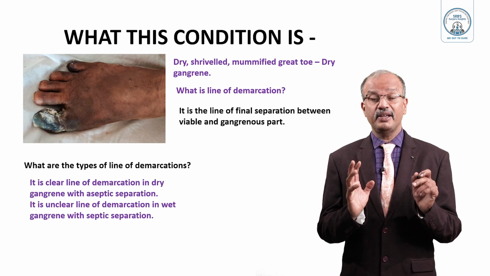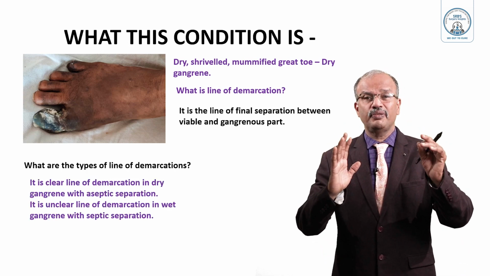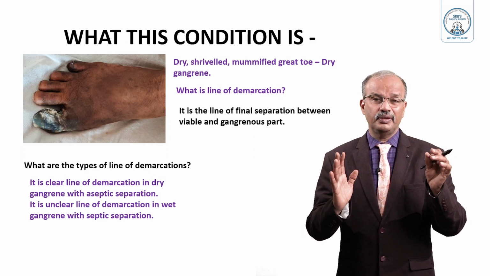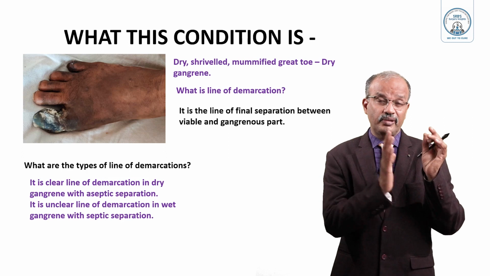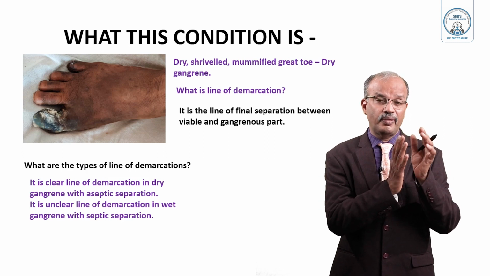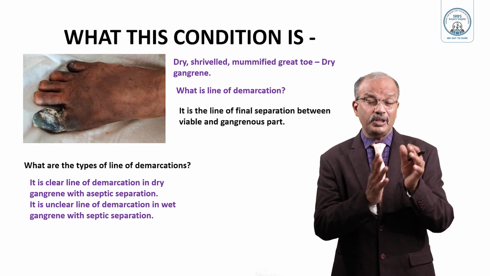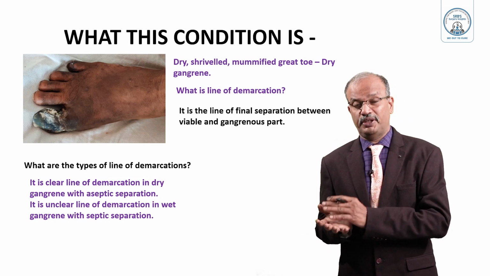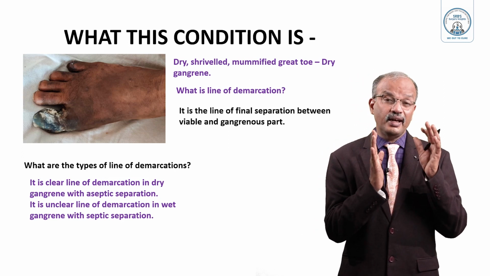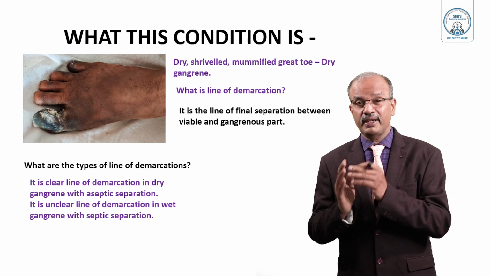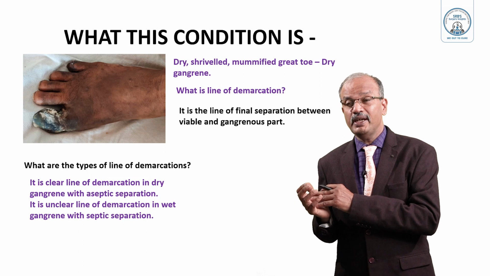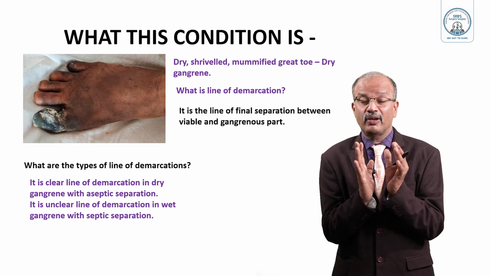So it's a clear line of demarcation. The line of demarcation is very, very important. Remember, that in vascular surgery it is used to identify the type of tissue separation between the viable tissue and non-viable tissue. If there is a very clear line of demarcation, that means dry gangrene. So the gangrene will not spread further proximally. Disease progression is contained or controlled.